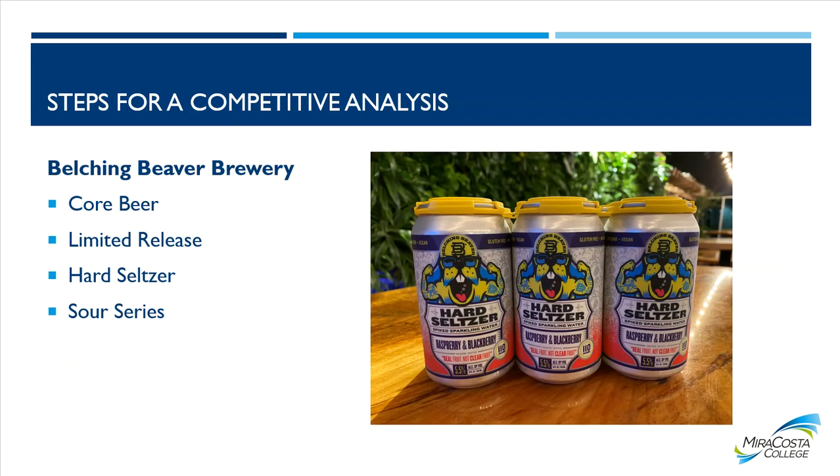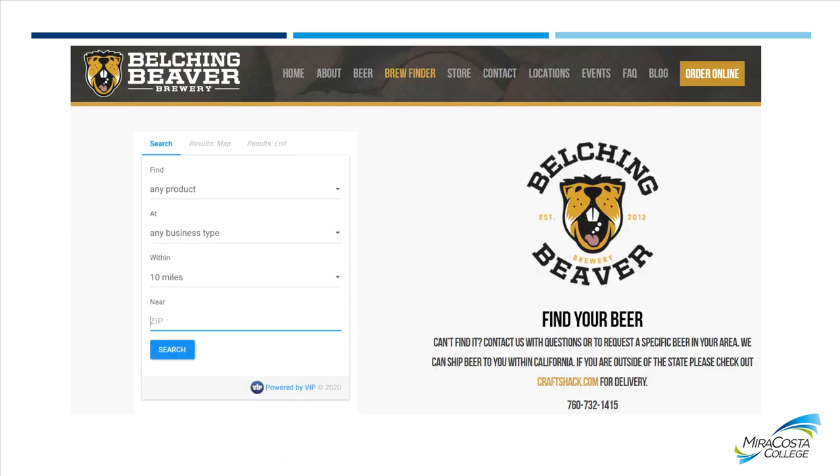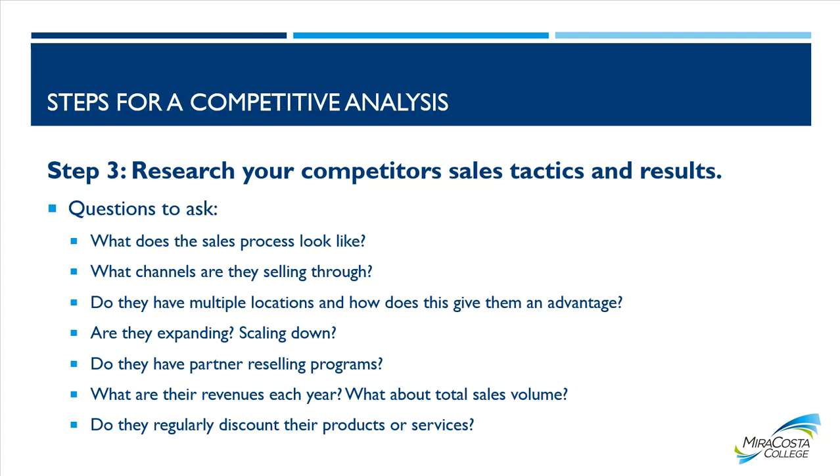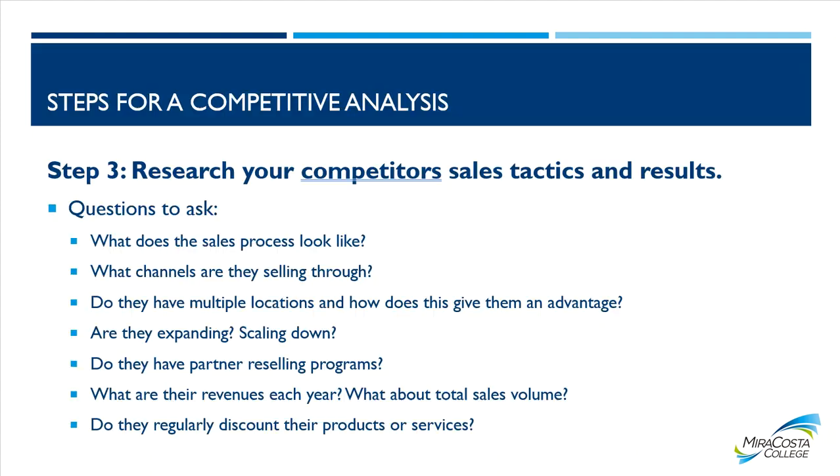And in the beer industry here, which is huge in San Diego, there are a lot of competitors. How do they distribute their products and services? So you can get a lot of great info from company websites. Belching Beaver has a lot of websites here. If you're looking to find out where their beer's sold, if you can't go to the actual location, you can put in your zip code and find out what retail stores they're being sold at. A lot of companies have these location tabs now on their websites.